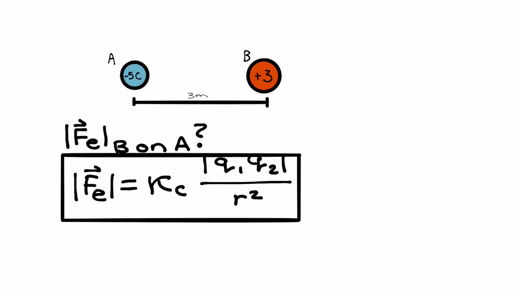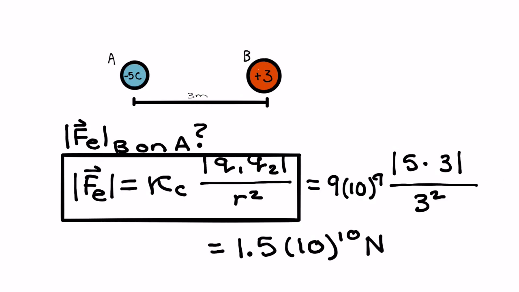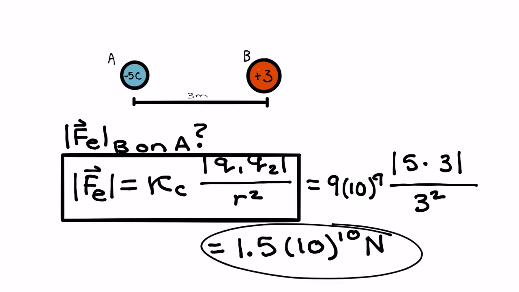So we know that Coulomb's constant is 9 times 10 to the 9. And our first charge is a 5 coulomb charge, and then we have another charge that's a 3 coulomb charge. And our radius is 3 meters, and we're going to square. Okay. And when we plug this into our calculator, we get 1.5 times 10 to the 10 newtons. Okay. So that is the force that object B exerts on A.